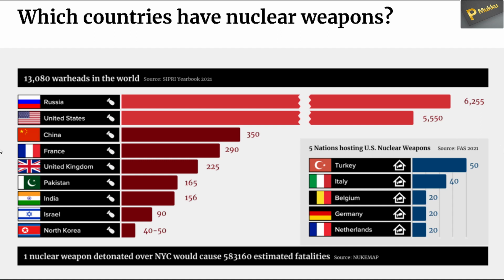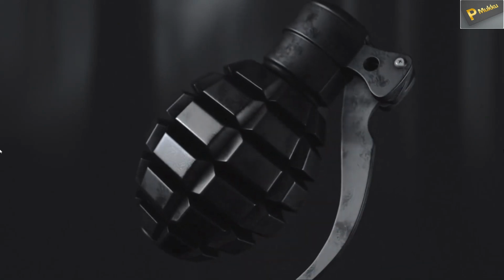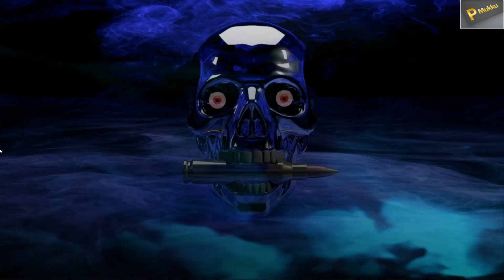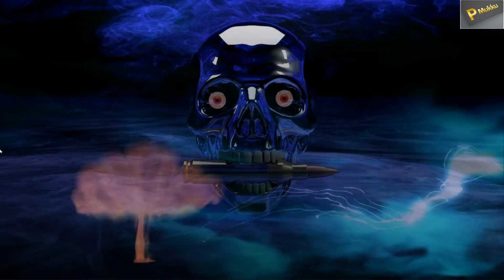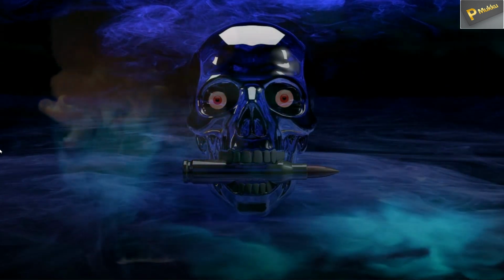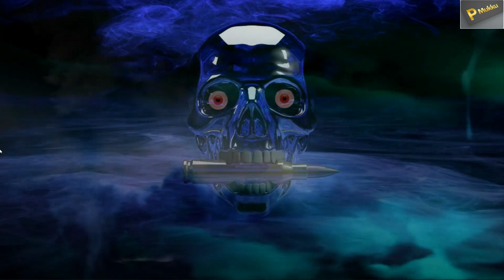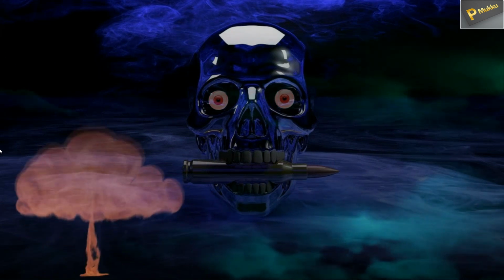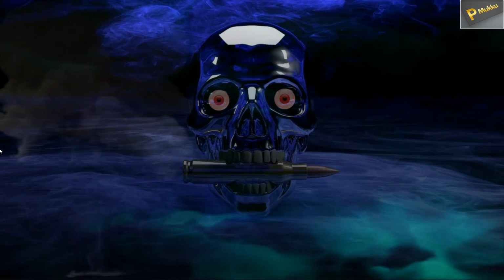The destructive power of a nuclear bomb is typically measured in terms of its explosive yield, which is the amount of energy released by the explosion. The most powerful nuclear bomb ever detonated, the Soviet Union's Tsar Bomba, had an explosive yield of 50 megatons of TNT, which is equivalent to 50 million tons of TNT. Due to the catastrophic effects of nuclear bombs, efforts have been made to prevent their use through arms control treaties, disarmament initiatives, and international cooperation.